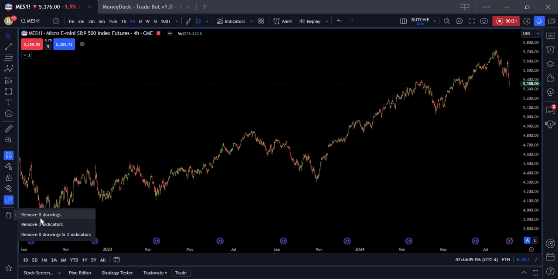You'll see mine says remove zero drawings. I've already done that. Yours will say remove X amount of drawings. Just click that, just take them all off. Why do I recommend that versus leaving a few things on? You don't really need to leave a bunch of stuff on your charts to trade.